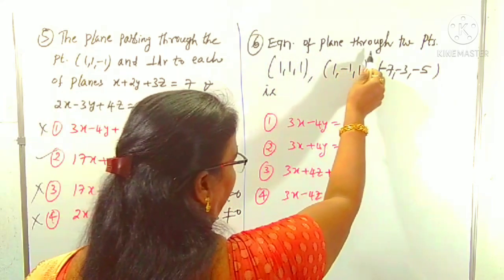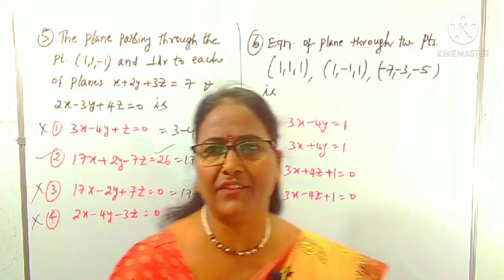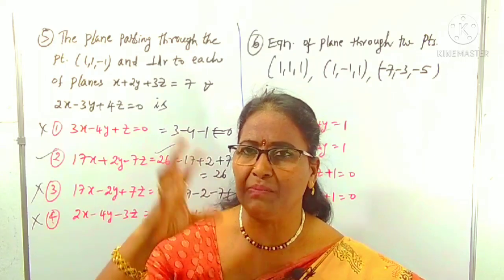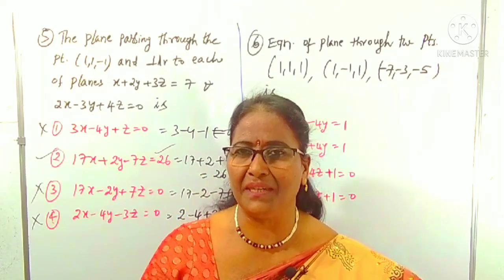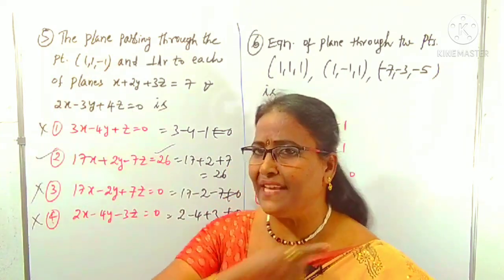It is asking for the equation of the plane through the 3 points. There is an equation of a plane passing through 3 points. One tip: from a subjective point of view, you have to use the full method compulsorily, but from an objective point of view, there is no need. Just proceed the same way.